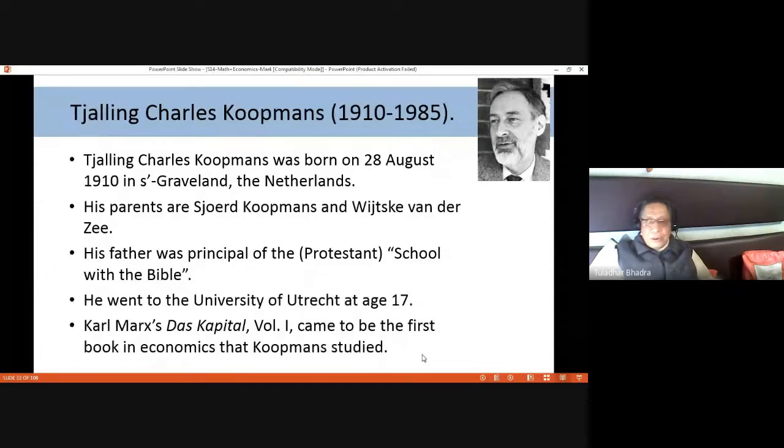Both these mathematicians died in the same year, 1985. Tjalling Charles Koopmans was born on 20th August 1910 in Graveland, the Netherlands. His parents were Sjoerd Koopmans and Wijtske van der Zee, his mother. His father was the principal of a school with the Bible, a Protestant school. He went to the University of Utrecht at the age of 17. So Karl Marx's Capital, Volume 1, came to be the first book in economics that Koopmans studied.